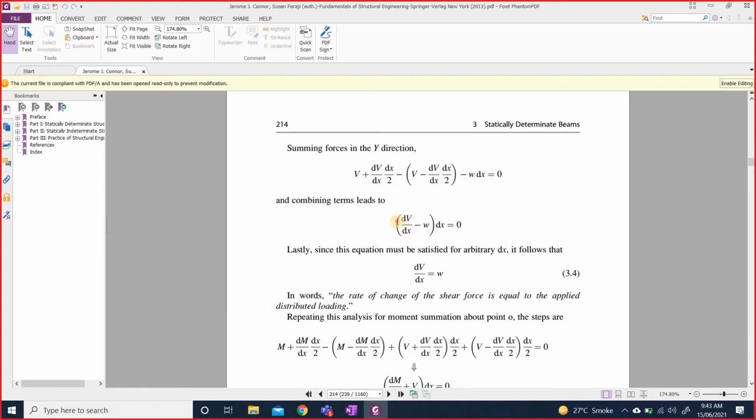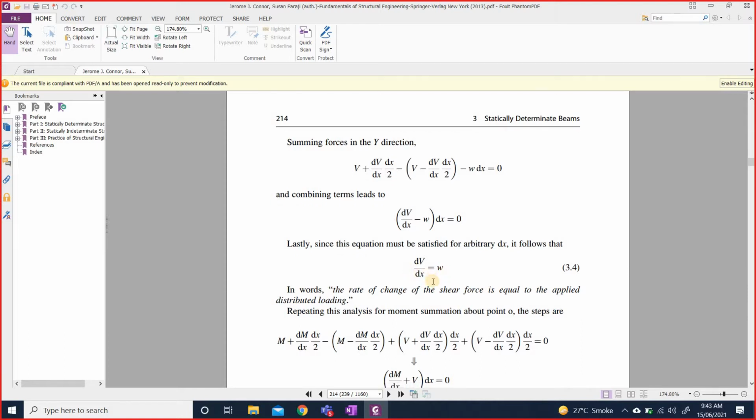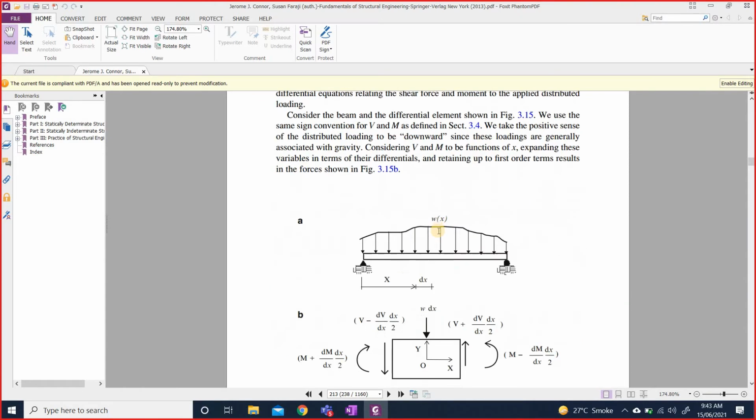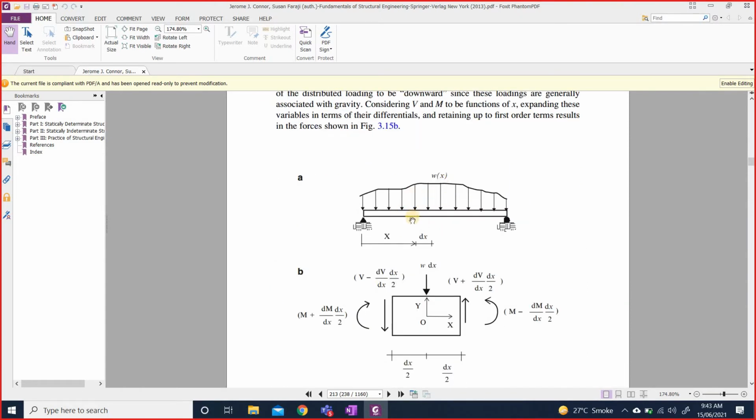Mathematically, either the first term is 0 or the second term must be 0. The second term should not be 0 because we have considered a certain non-zero length, so dx should not be 0 and the first term must be 0. So dV by dx is equal to w. This is one equation. In words, the rate of change of the shear force is equal to the applied distributed loading. Just keep in mind that we have taken the load downward.